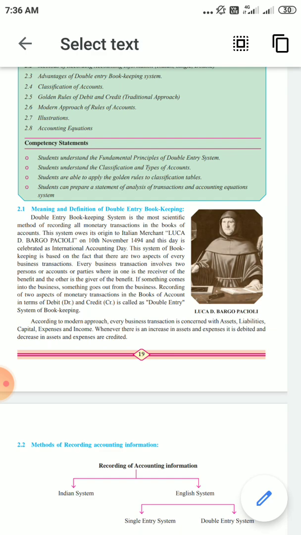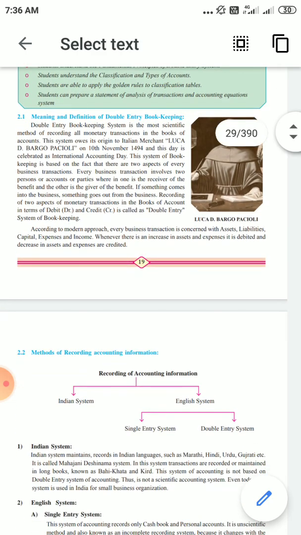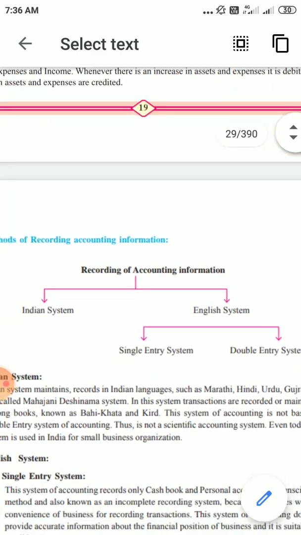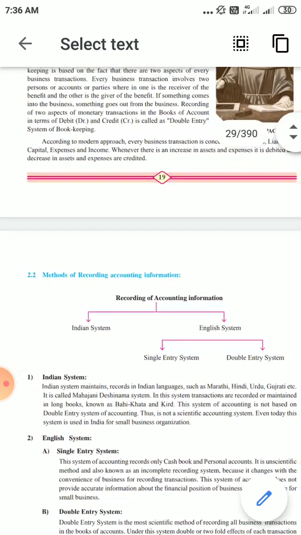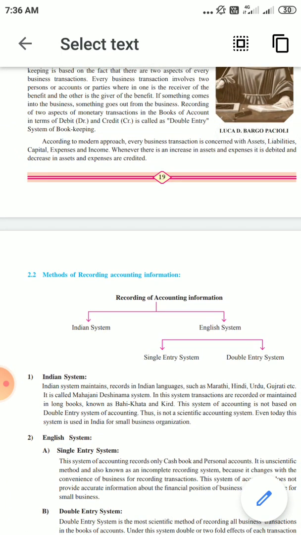Okay, so here are the methods of recording accounting information. There are two methods of recording accounting information. One is the Indian system, the second one is the English system. Now this English system is further classified into single entry system and double entry system, but nowadays only the double entry system of accounting is accepted. Now we'll see the Indian system.